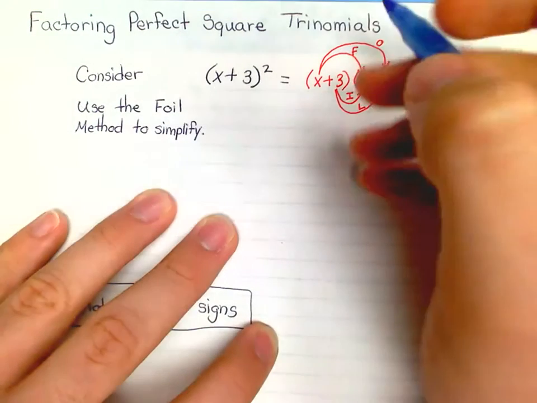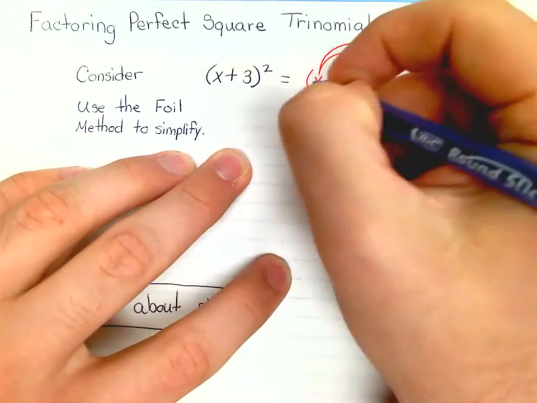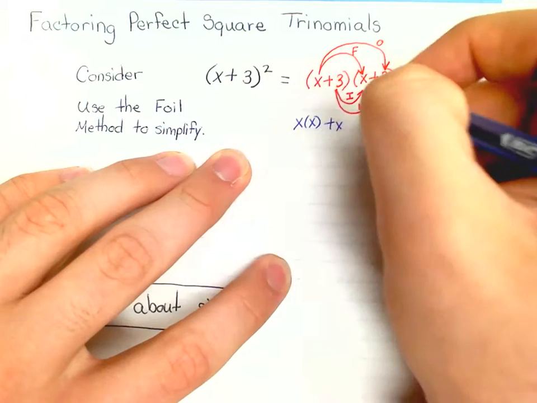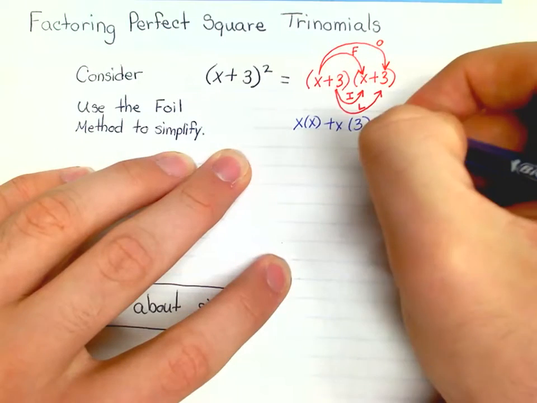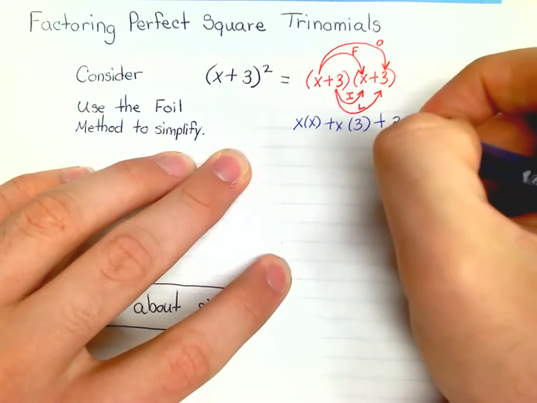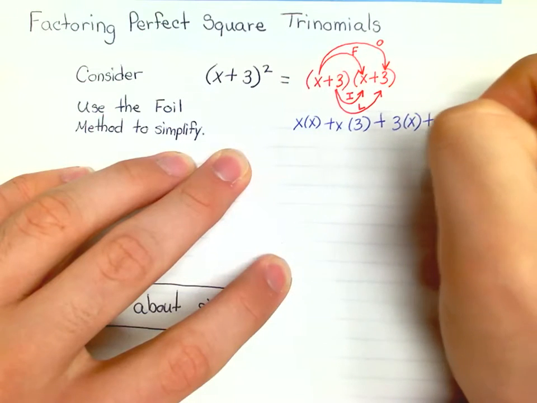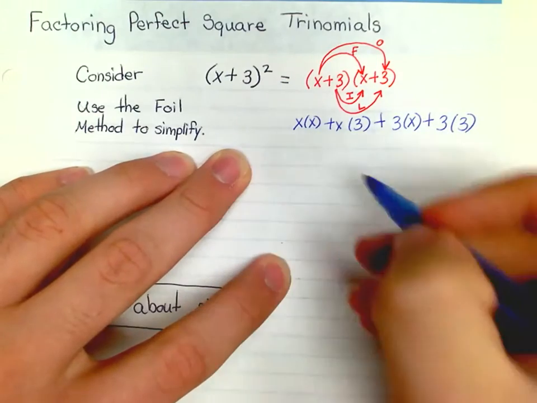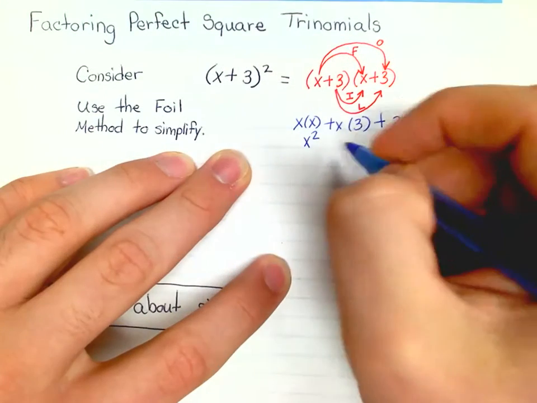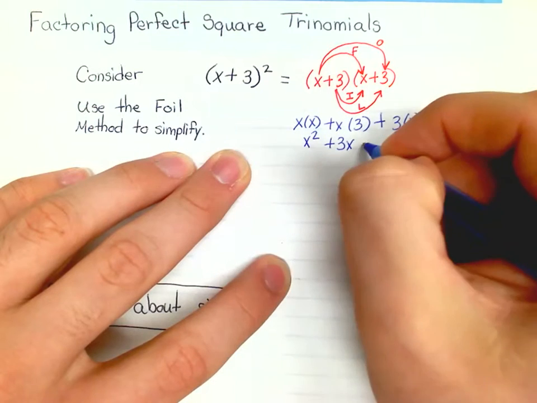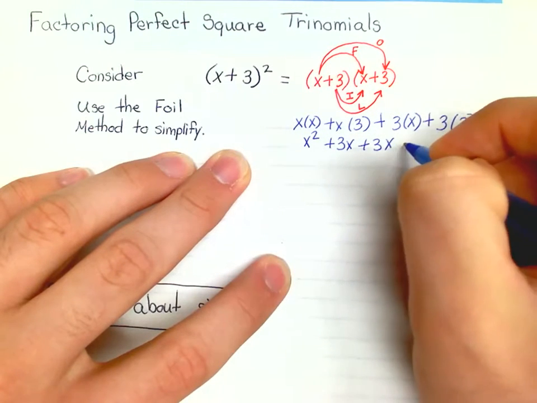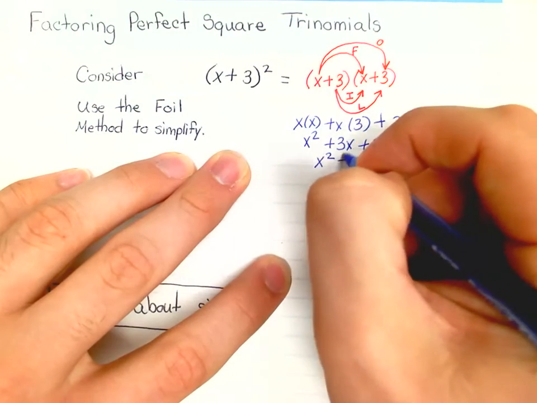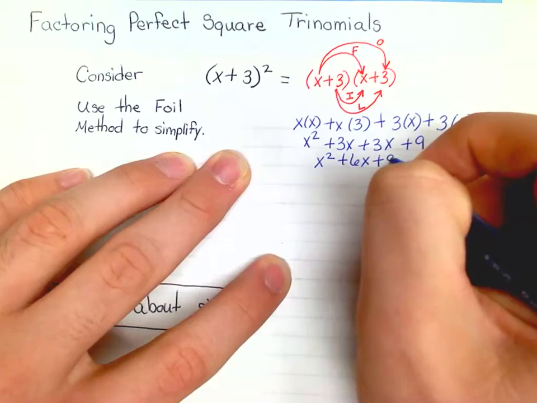Now, let's just go through and use our method. So we have x times x plus x times 3 for the O. For the I, we have 3 times x, and finally for the L, 3 times the 3. We go through and simplify. We have x squared, we have 3x plus 3x, and finally plus 9. To simplify the middle terms here, we have x squared plus 6x plus 9.